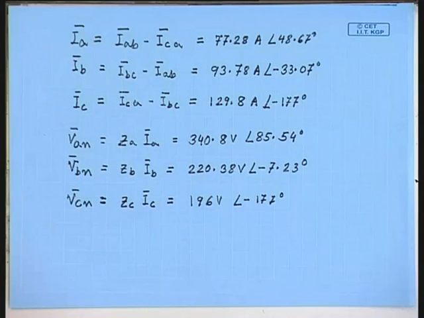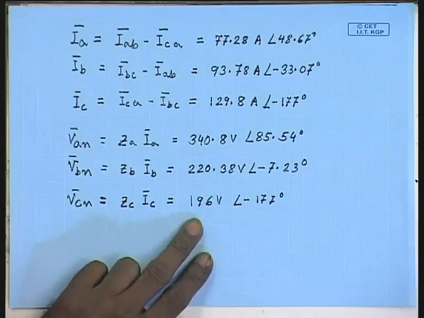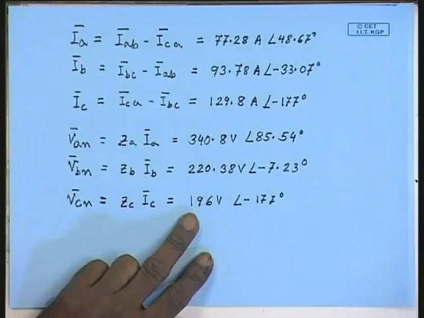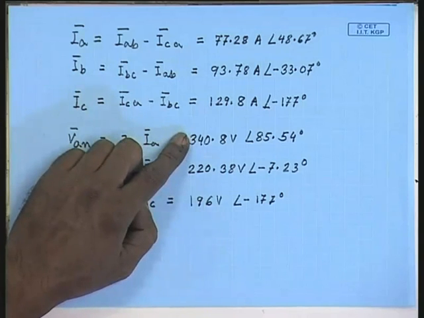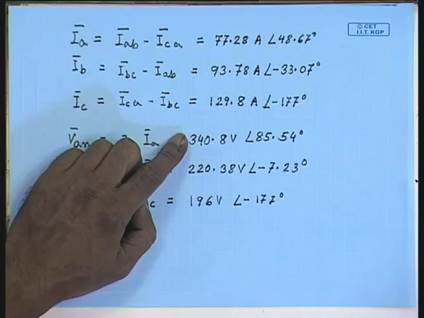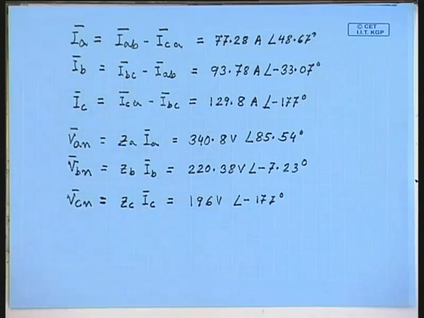So, it is seen that the load voltages are highly unbalanced with the minimum phase voltage magnitude of 196 volts and the maximum phase voltage magnitude of 341 volts. So, this is the effect of unbalanced load when the load neutral is isolated.